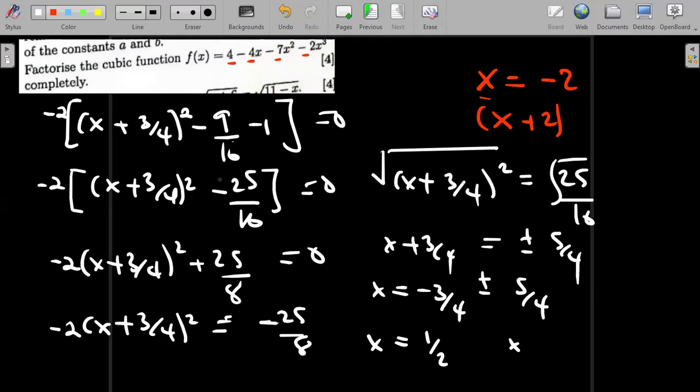Okay, so this part here, where we say negative 9 over 16 minus 1, right? So here, when we make this into a single fraction, we have 16 there. 1 into 16, that is 16. 16 multiplied by negative 1, I have negative 16. So I add this negative 9 and negative 16, and I'll have negative 25 over 16.